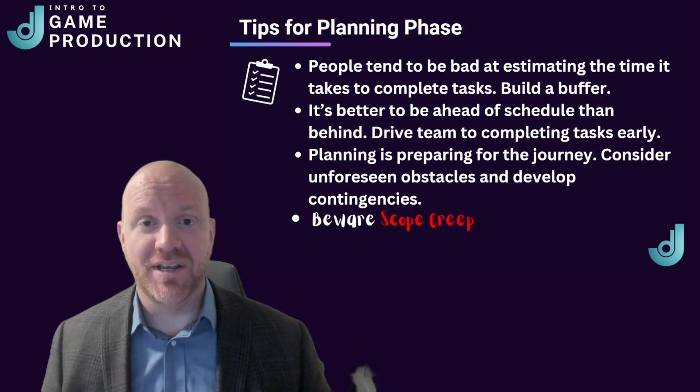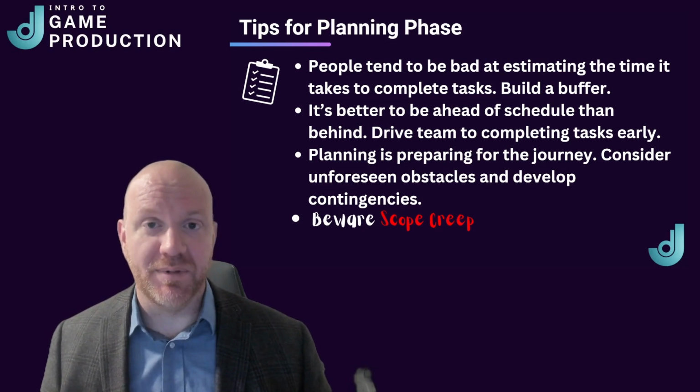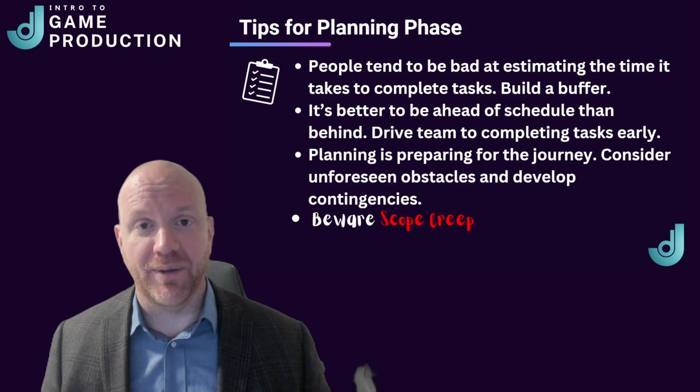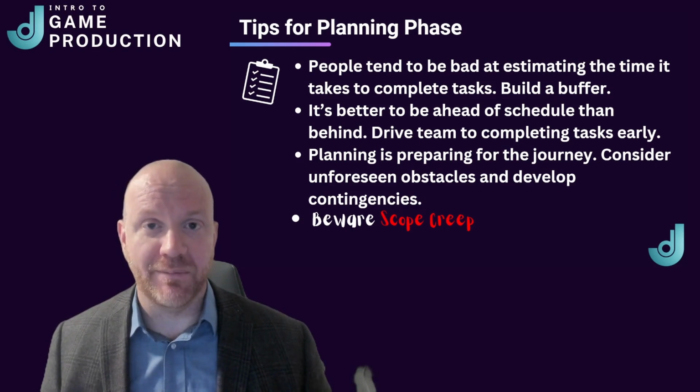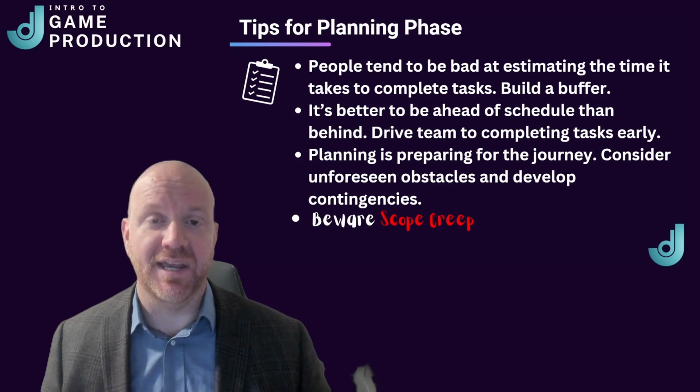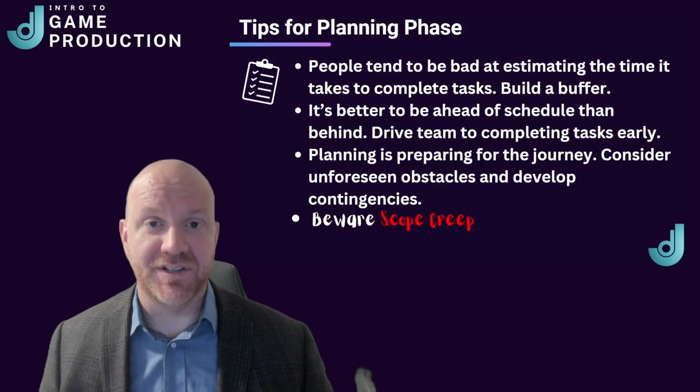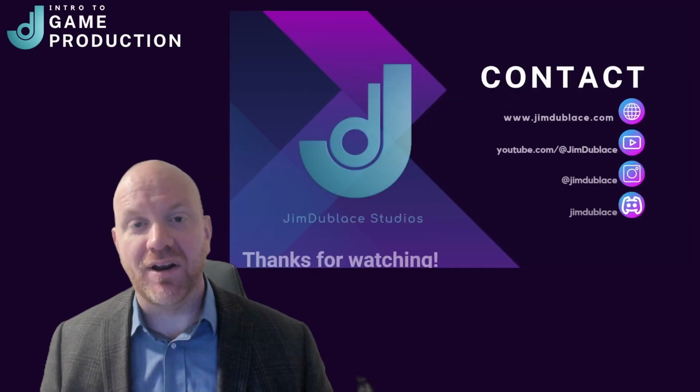And the last tip for the planning phase, and this is going to be throughout the entire project, is to beware of scope creep. This is something that can easily derail a project, easily cause you to go over budget and over timeline. And as a producer, it's important that you're constantly keeping the game within the scope that was defined during the planning phase.